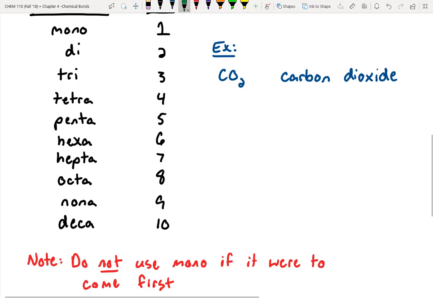So there's a couple different things you need to remember. This IDE suffix is used anytime we're naming a covalent compound like this. And then you also need to remember the prefixes to indicate how many of each element that you have. So in this case, we've got 2 oxygens, therefore it's a dioxide, not a monooxide or anything like that. So carbon monoxide is very different than carbon dioxide.